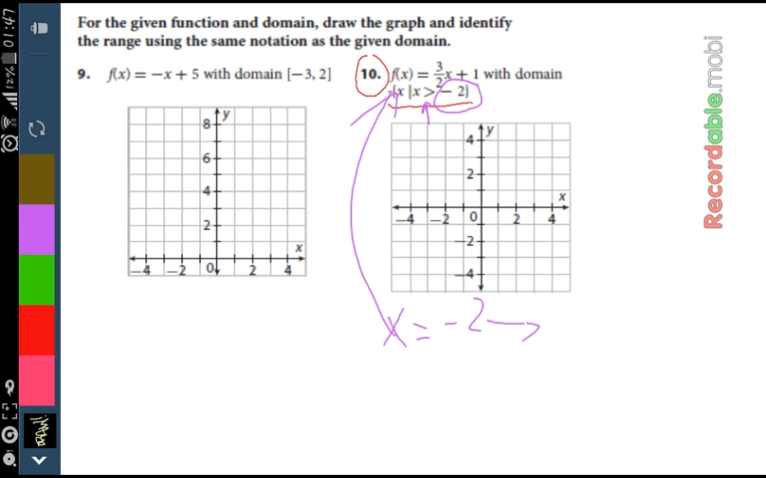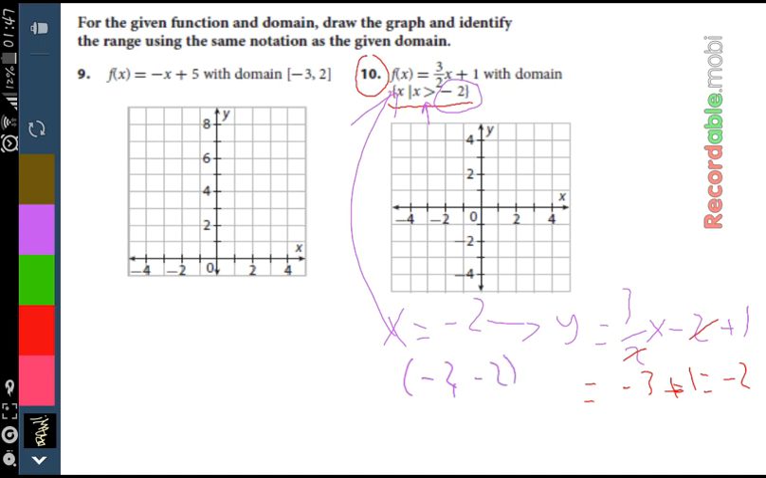So I'm going to substitute here at x equals negative 2, y equals 3 over 2 times negative 2 plus 1. Now simplifying this, 2 simplifies with 2, and it gives you negative 3 plus 1, which is, sorry, this is plus, which is negative 2. So the ordered pair here is negative 2 and negative 2.